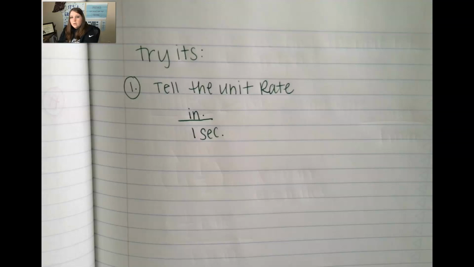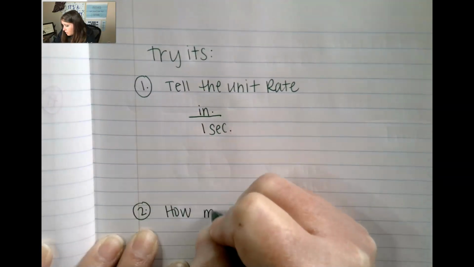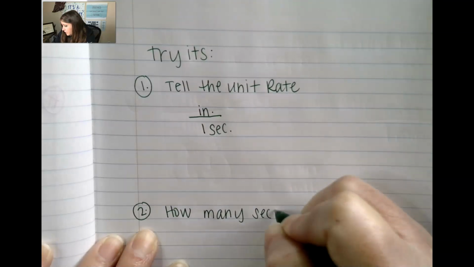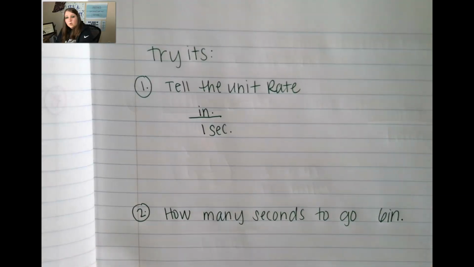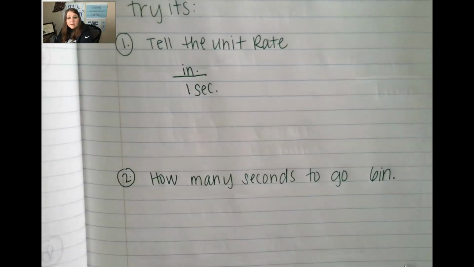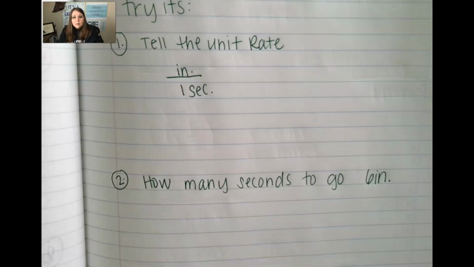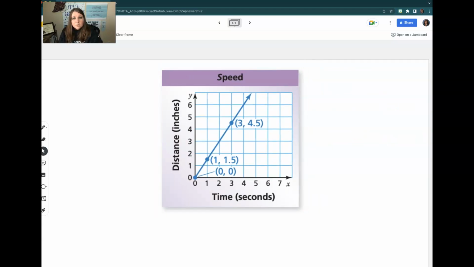And then the second question that I want you to answer is how many seconds to go 6 inches. So how many seconds does it take to go 6 inches? So write down both of these questions and then use the graph to answer. So I would hit pause right now and then hit play again so you can look at the graph. Let me move the graph over, maybe make it a little bigger. Okay, so hit pause when you're ready to use the graph, and then when you're all ready, hit play and check your level of understanding.